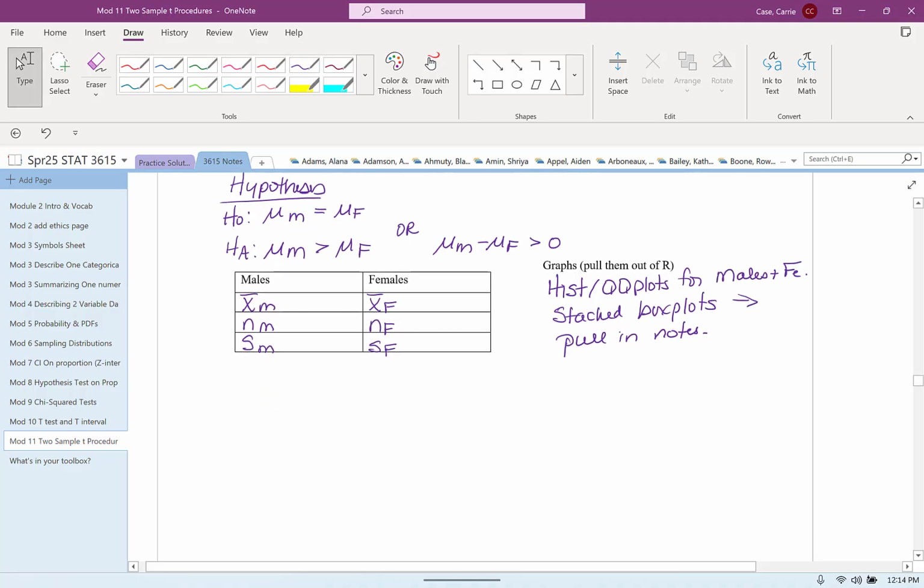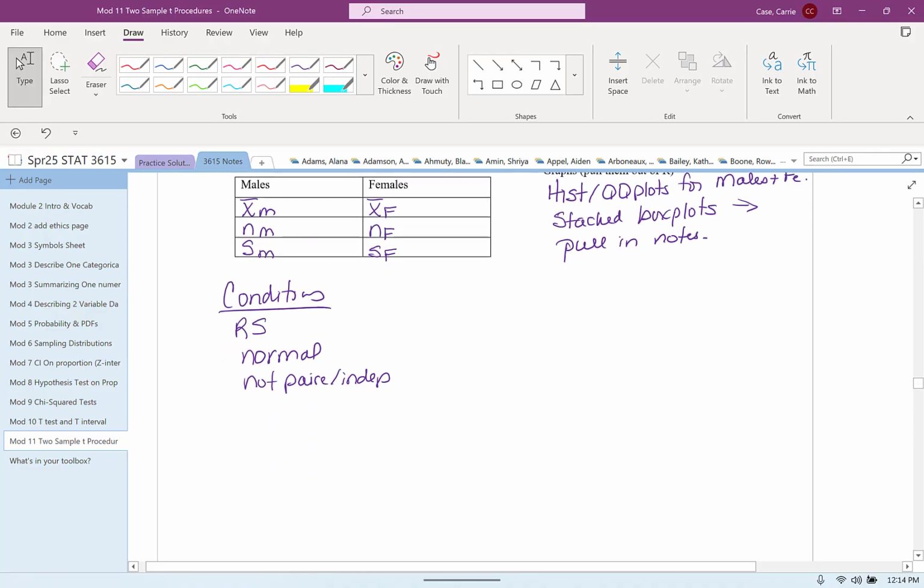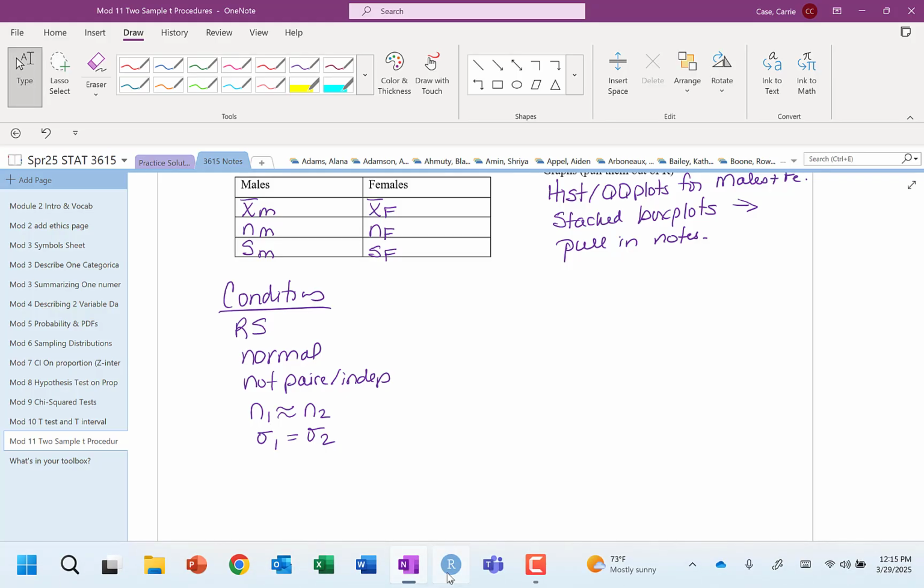The conditions that we're going to try to satisfy are random sampling, normality, and we want to look and see if N1 is approximately equal to N2. Oh, and not paired, by the way, not paired or independent. And then we use N1 is approximately equal to N2, and sigma 1 is equal to sigma 2. If we cannot satisfy either one of those two, it kicks us into not pooled. So let's start working on this in R.